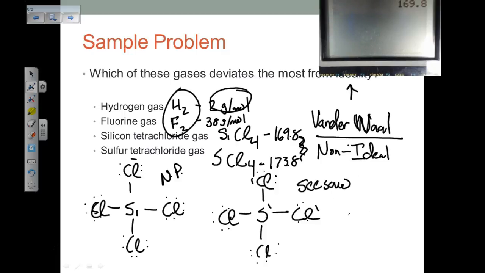And what do we know about seesaw? Seesaw is polar, so there would be intermolecular forces. So this one would be the one that deviates the most from ideality. So we would use PV equals nRT, but then say, well, that one's going to be the furthest from the actual answer, the numeric answer that we get, because it is the one that deviates the most from ideality.